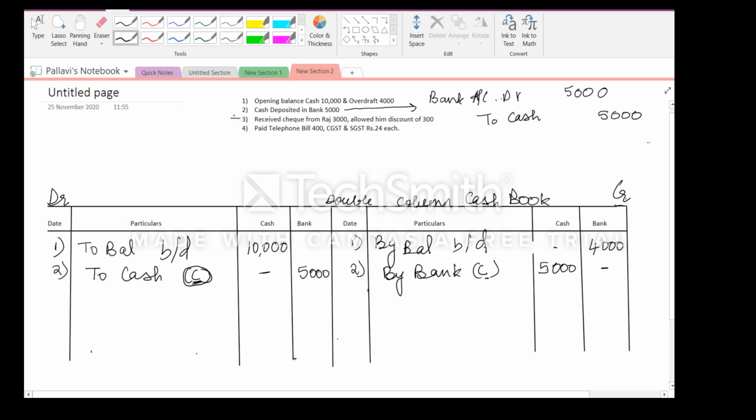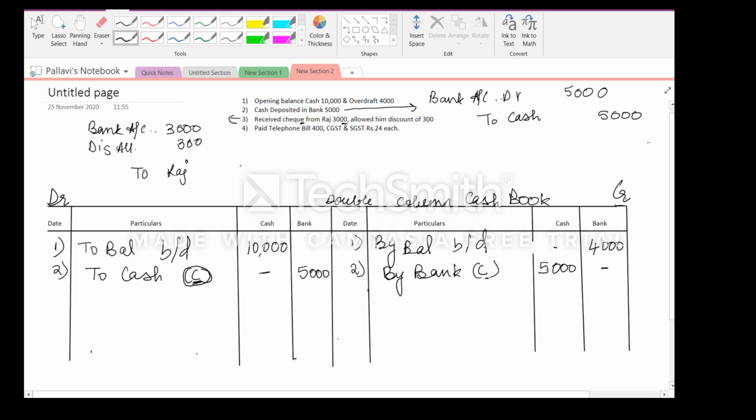Now for the third one, you received a check from Raj, 3,000, allowed him discount of 300. So that means in the check, Raj had mentioned an amount of 3,000. So the discount is added to the 3,000. It is not included in the 3,000, right? So the entry would actually be bank account debit. What is the amount of check? 3,000. What is the discount allowed account debit? It will be 300. So how much did Raj have to pay to you?